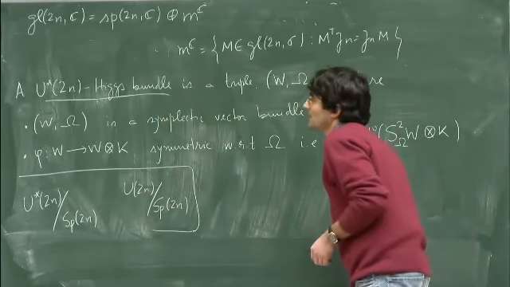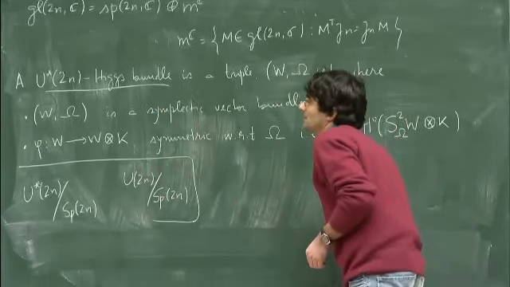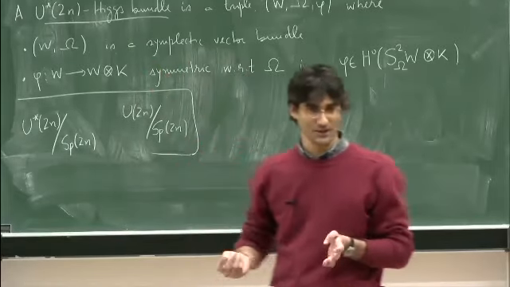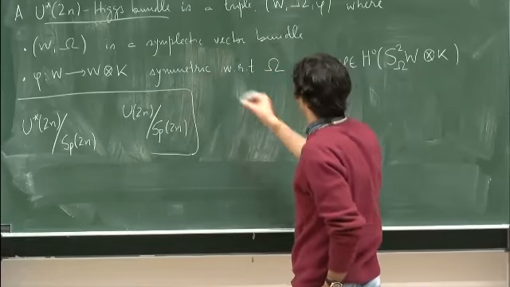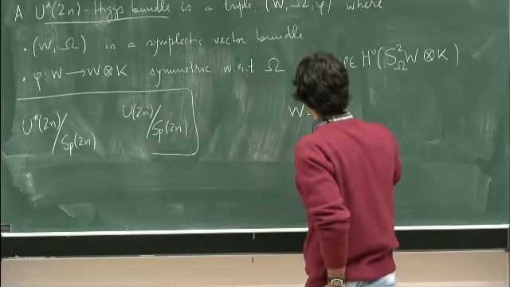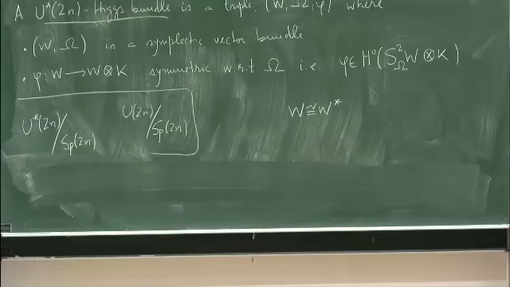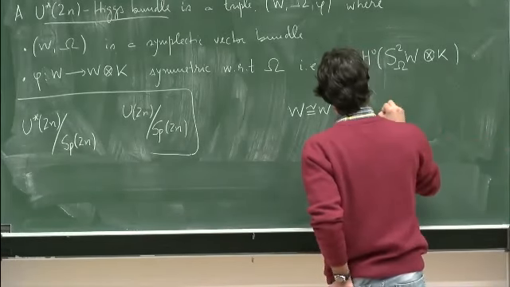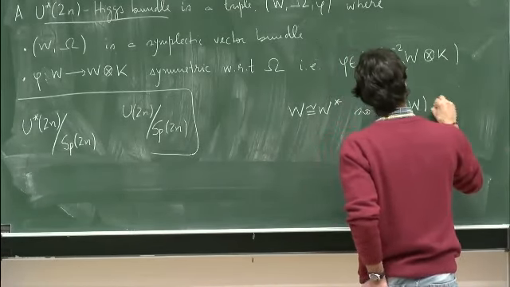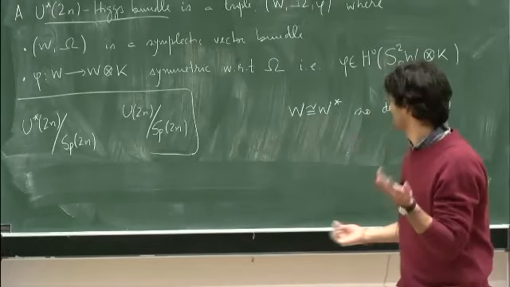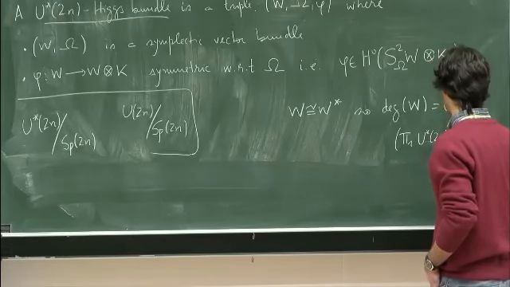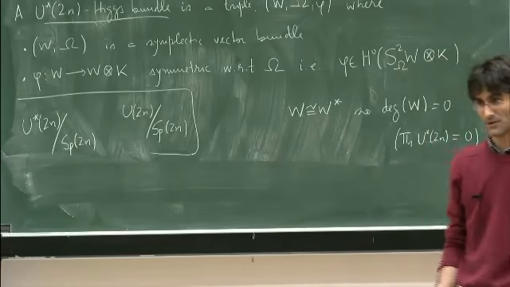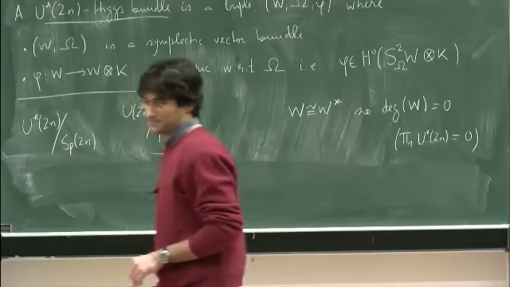So the problem is to study the moduli space of these objects, in particular its connected components. Now, one first thing is to note that obviously the symplectic form gives an isomorphism W to W dual, so the degree of W must be 0. And this is of course related to the fact that this group is simply connected.